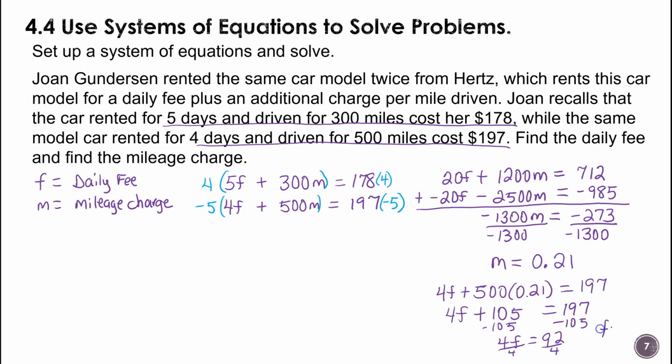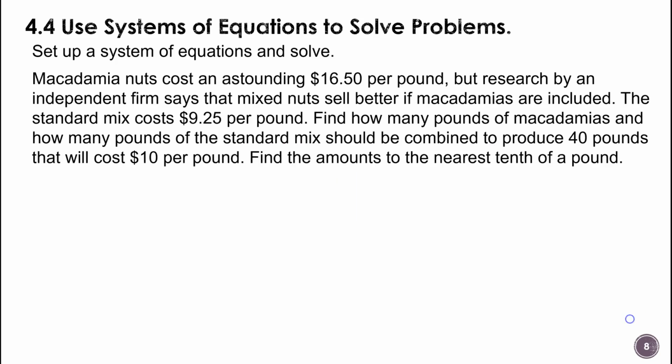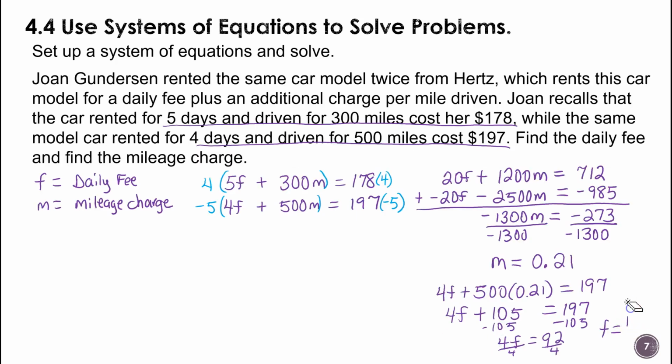All right, so F is $23 per day. Okay, so the mileage cost is 0.21 per mile. And then the daily cost, the F, right, is $23 per day.